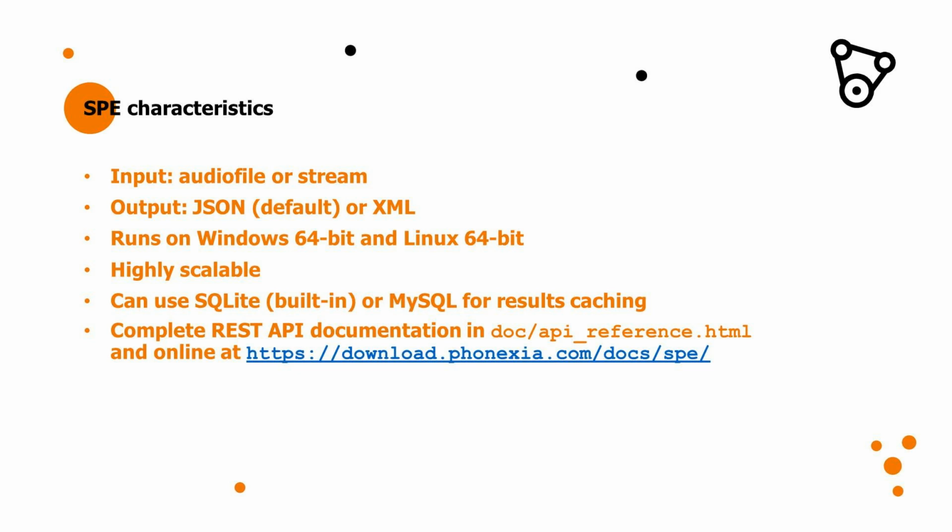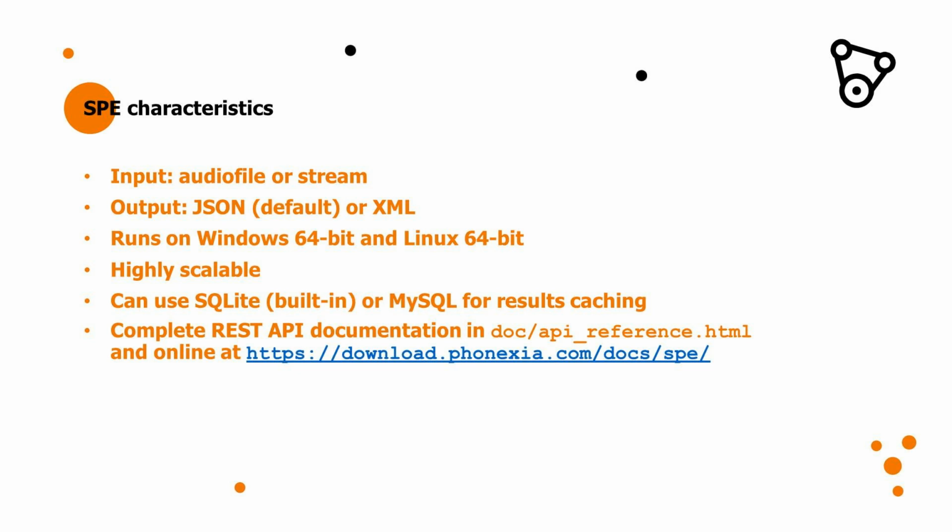Here are some very brief speech engine characteristics. It can process both audio files and real-time audio streams. Results are produced in JSON format by default and optionally also in XML. It runs on 64-bit Windows and Linux. It's highly scalable. Since each speech engine can be considered a separate computing unit, the audio load can be routed to different computing units using a load balancer, or computing units can be dynamically brought up and down as needed.